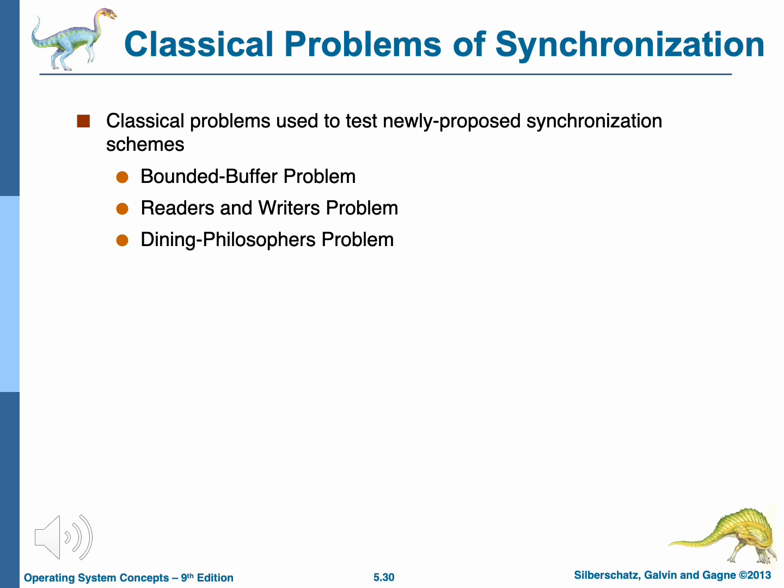Classic problems of synchronization. In this section, we present a number of synchronization problems as examples of a large class of concurrency control problems. These problems are used for testing nearly every newly proposed synchronization scheme. In our solutions to the problems, we used semaphores for synchronization since that is the traditional way to present such solutions. However, actual implementations of these solutions could use mutex locks in place of binary semaphores.